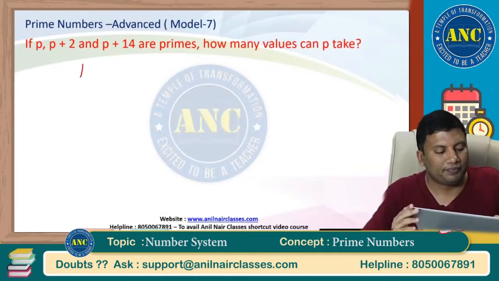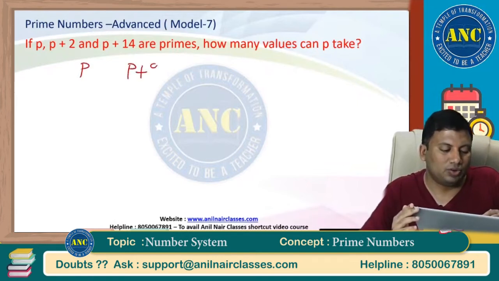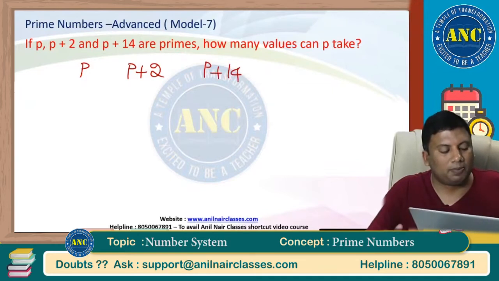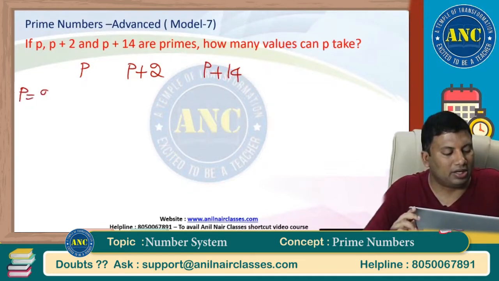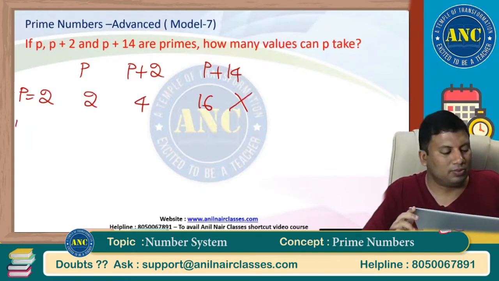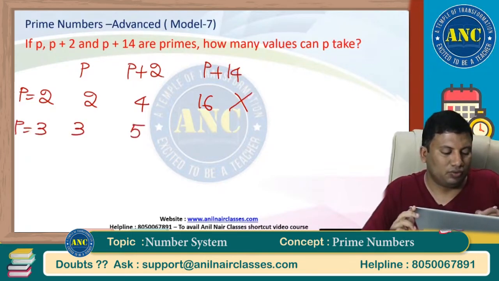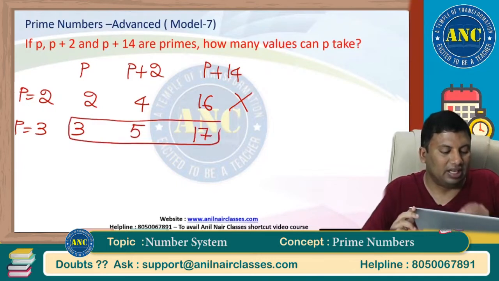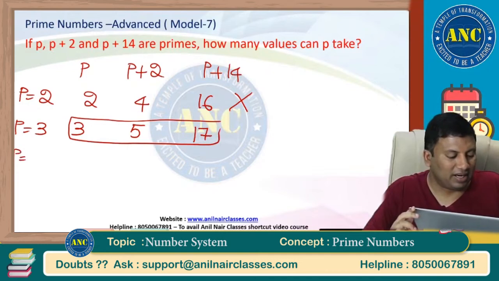Next one, p plus 2, p plus 14 are prime numbers. Again an exam model question. So if p equivalent to 2, plus 2 is 4, 2 plus 14 is 16, it is not possible. If p equivalent to 3, 3 plus 2 is 5, 3 plus 14 is 17. 3, 5, 17 is a prime number triplet.